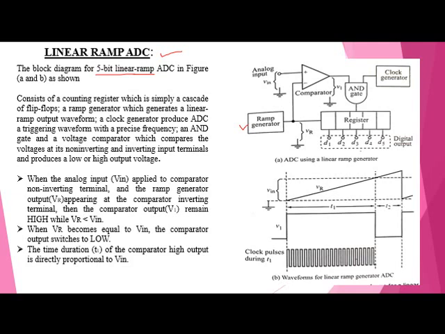Then the time duration T1 of the comparator, the time taken to compare, T1, what happens? VR is increasing till T1, the output is high, and this is the clock pulse at T1, and this is directly proportional to Vin. The output of the comparator is directly proportional to Vin, directly proportional.